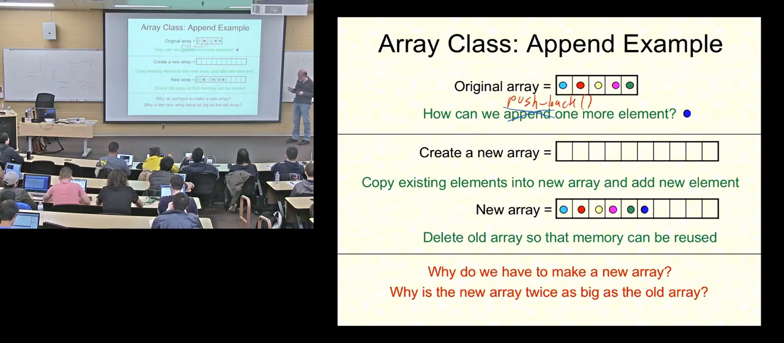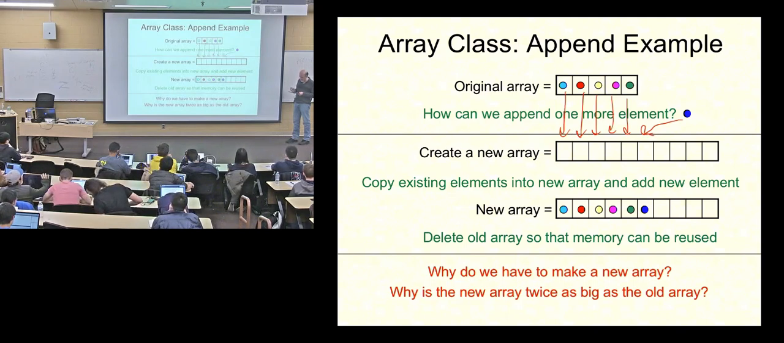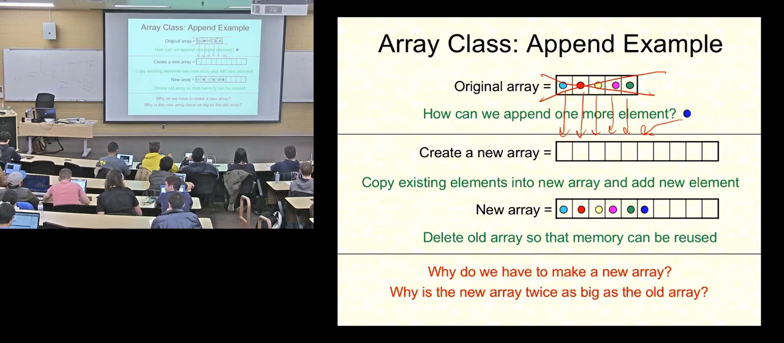Then after we've got that new array created, we can copy all of the elements over from the old one. Then we can copy the new element and put it in where it belongs. And then after the copy is done, we've got to delete that old block of memory. We don't want a memory leak. So we delete the old block of memory and then we change.